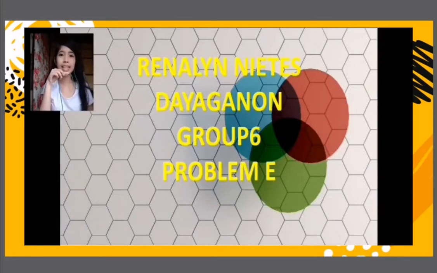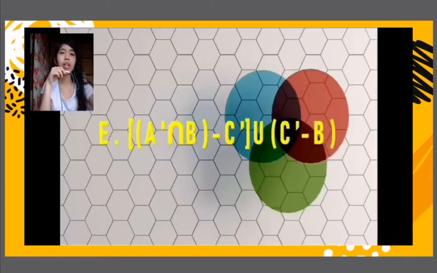I am Renalyn Yetas de Ganon, and I will discuss to you problem E, which is A complement intersect with B minus C complement union C complement minus B. So let's break it into a step-by-step process. First, we have to know the shaded parts of A complement intersect with B, which is enclosed by parentheses.